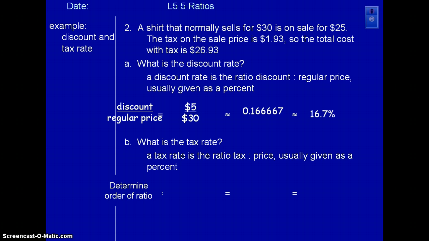The tax rate, again, is usually given as a percentage. It compares a ratio, tax to price. So in this case, we're going to be comparing tax to price. So tax to price, tax would then be the numerator. Substitute our quantities, $1.93 compared with the price of the item, which is $25. First, we of course find the decimal, 0.0772, and as a percentage, 7.72%.